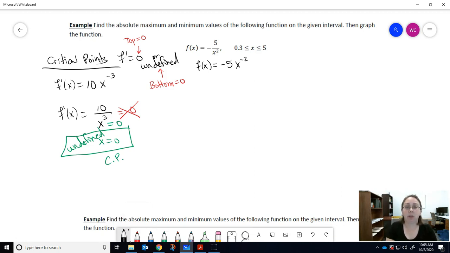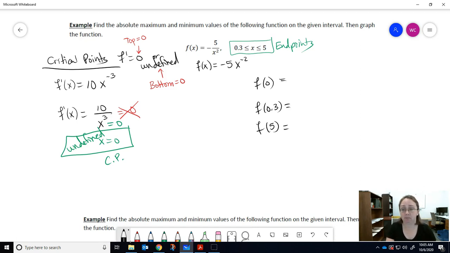And then we need to plug in our endpoints. So our endpoints are right up here. So if we plug everything in, we have f of 0, we want to evaluate f of 0.3, and f of 5. We're looking for the biggest value and the smallest value as our absolute max and min. Plug in 0. Well, that's undefined, even in the original function.